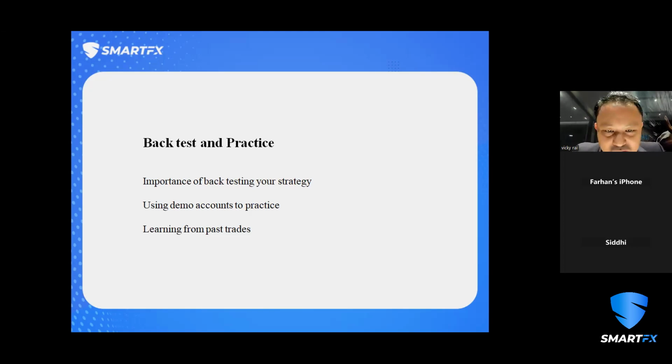This is also very, very important: the importance of back testing your strategy, using demo accounts to practice, and learning from past trades. Yes, this is very important, but it's very boring for some traders. They just want to enter the market, make money, be happy, and come out. They don't want to back test or practice. So as I told you, 90% failure, 10% success, because 90% don't do this.